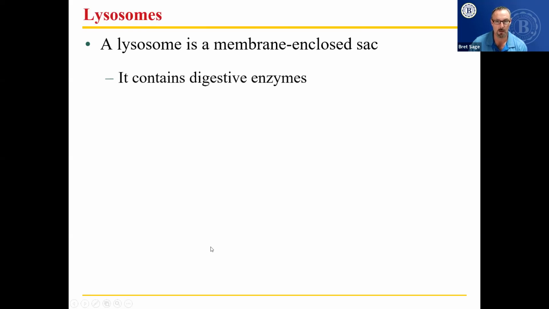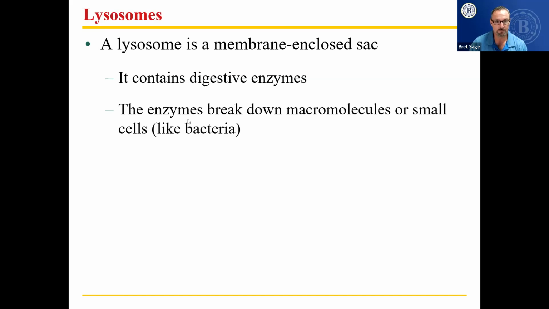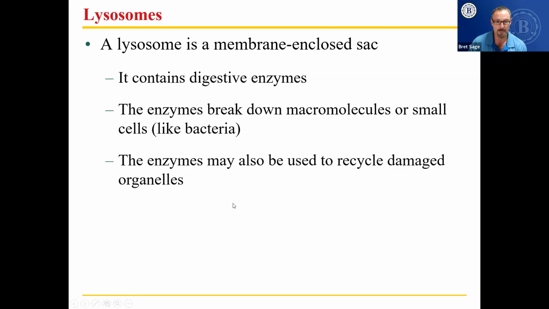Lysosomes. A lysosome is a membrane enclosed sac that contains digestive enzymes so that you can digest something inside an individual cell. What kind of cell would do that? White blood cells that engulf a bacterium or virus, or even another body cell that's died. The enzymes break down macromolecules, which are large molecules, or small cells like bacteria. So amoeba, which is a protist, can do this in the same way that white blood cells do this in our body. The enzymes may also be used to recycle damaged organelles.